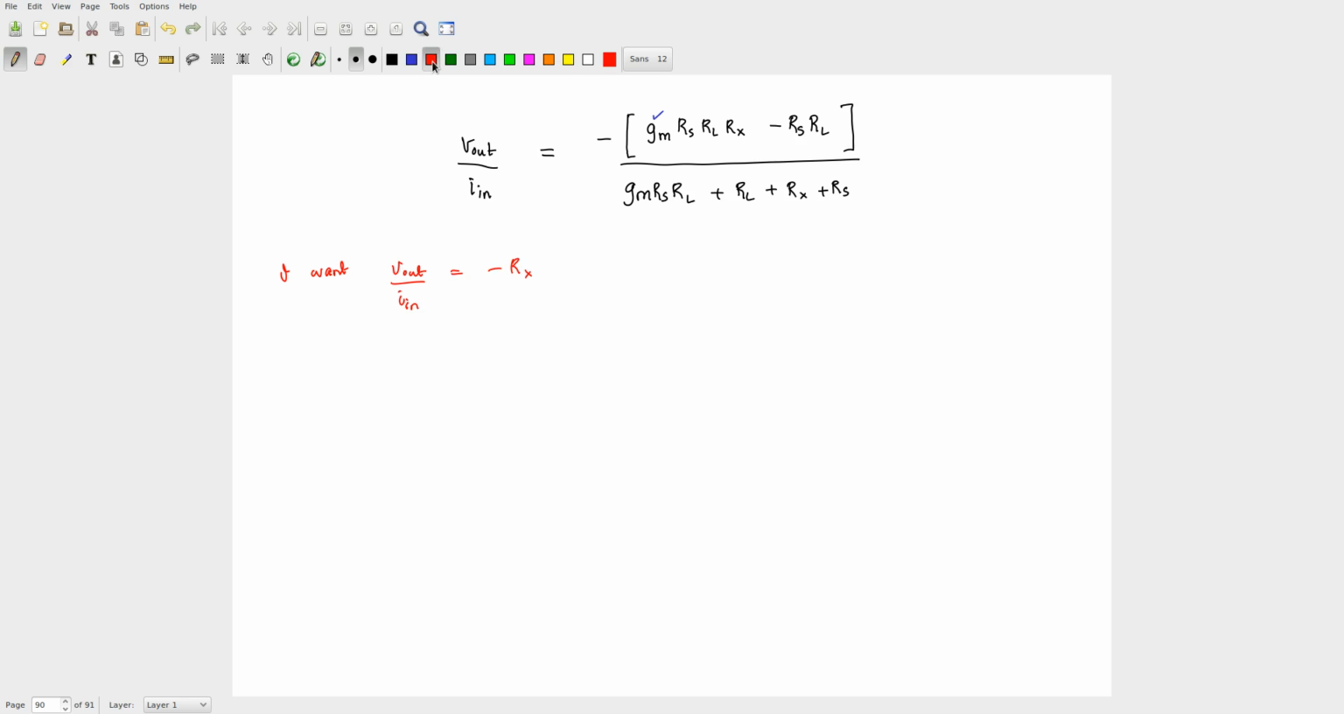So which is the term I should make dominant in the denominator? In the denominator I should make this quantity dominant. In the numerator what should I make dominant? I should make this quantity dominant. If I do that, what will happen? That by that will give you this. So you can write out now the condition that you require. What do you want? First condition for the denominator, Gm Rs RL must be greater than RL Rx and Rs. Okay, and from the numerator what do I want?